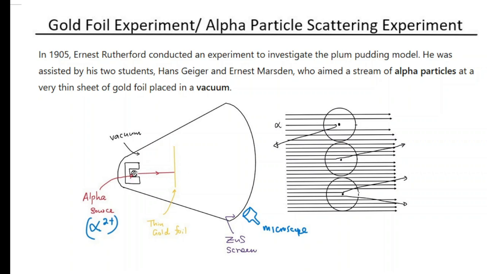What happened to these alpha particles after they went through the gold foil was detected on the other side. To do that, they used a microscope and a zinc sulfide screen, which gave out scintillations, or flashes of light, whenever they hit. There are three things you need to know about the observations and three things you need to know about the conclusions. That's usually the exam question you get on this topic.